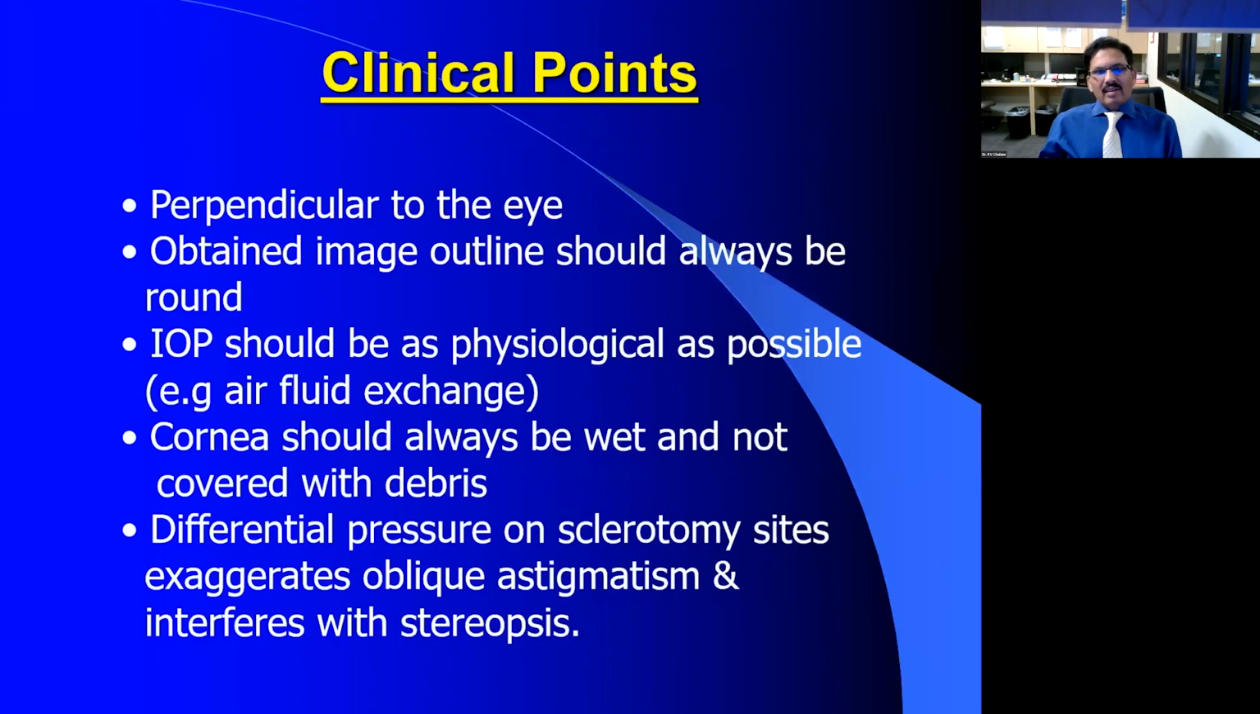So in summary, what are the tips and tricks? The lenses, whether it's direct or contact or non-contact, have to be perpendicular to the eye. The obtained image, when you look through the microscope, should be round. If it is distorted in one direction or the other, that means you're not paraxial. The IOP should be as physiological as possible, because if you have hypotony, you'll have a problem.